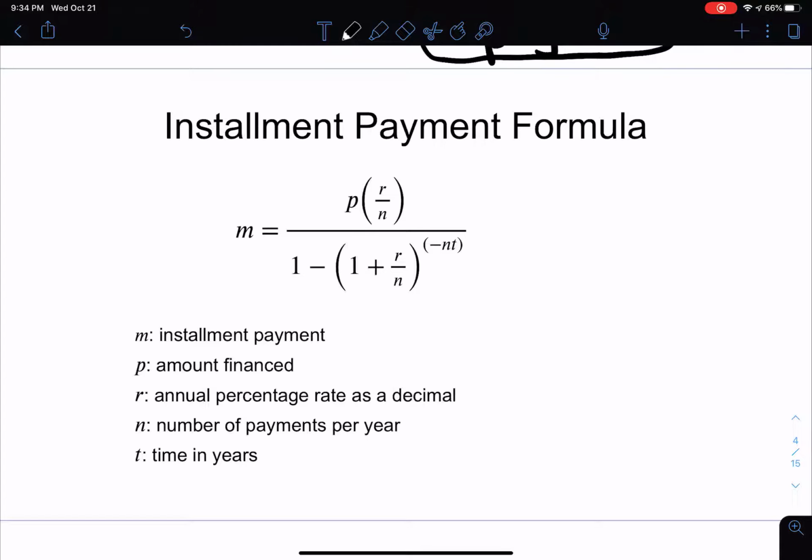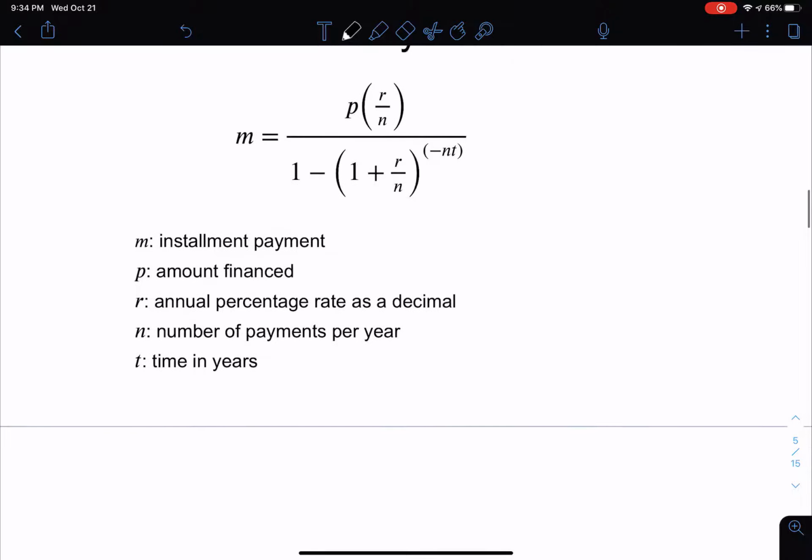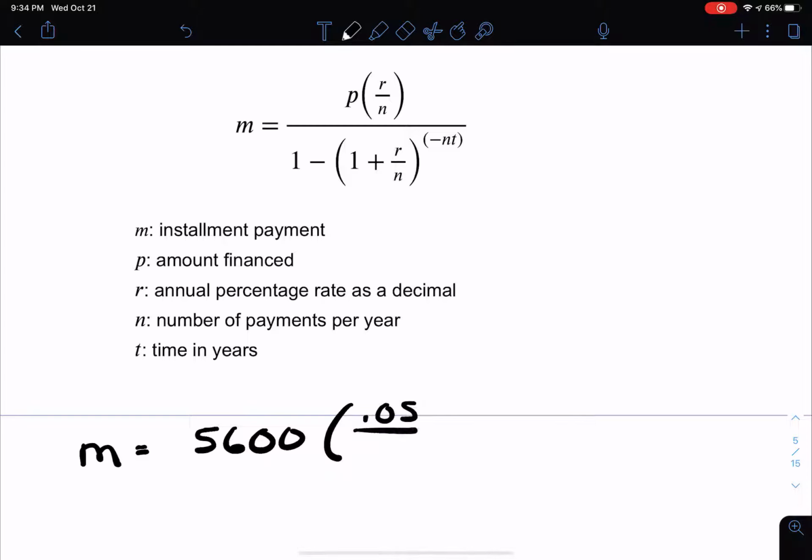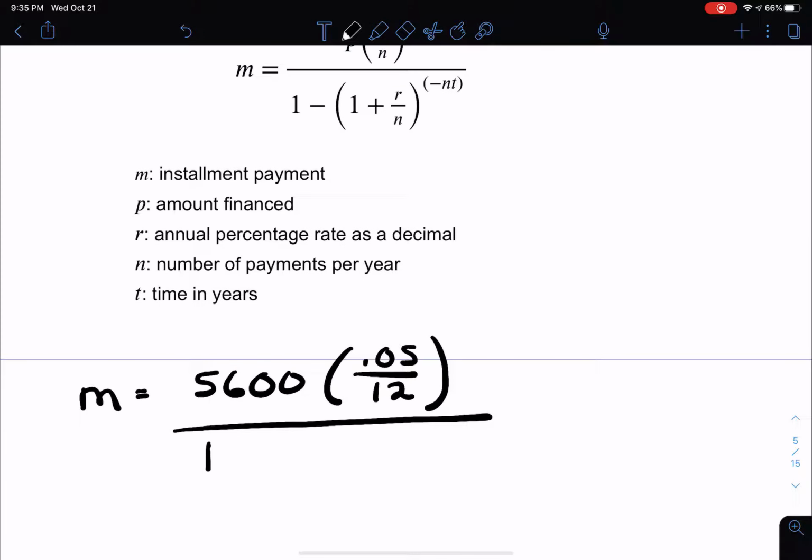Okay, so in our situation, with this installment payment, the original principal was $5,600, so that goes in for P. The interest rate was 5%, so we put 0.05. There will be monthly payments, and there's 12 months in a year, so N is 12. That's how many payments per year. Then we got all of that over 1 minus. I'm very careful with my parentheses because those are going to be important.